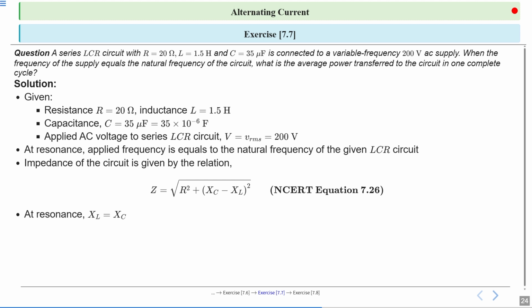So how can impedance be minimum? When XC becomes equal to XL, XC minus XL will become 0, due to which Z will become minimum and equal to R, the resistance, and the current in the circuit becomes maximum. So Z at resonance will be equal to root of R square plus 0 square, which is R only. So Z is equal to R, which is equal to 20 ohm. Got it? So impedance at resonance is equal to resistance, which is 20 ohm.